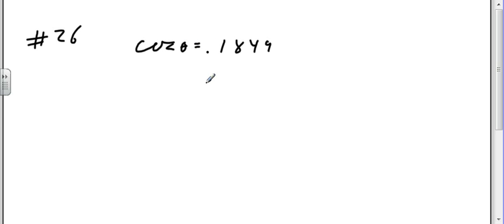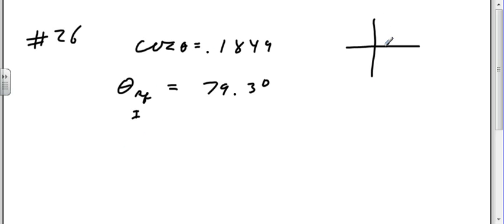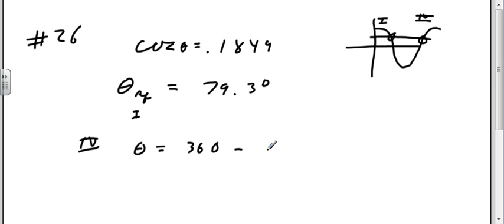Cosine theta is equal to, okay, so theta as a reference angle in the first quadrant is 79.3. But we know that the cosine function starts positive, goes negative, comes back up, and is positive in the first quadrant, which is the answer I already have, and in the fourth quadrant, which is the one I'm looking for. So in the fourth quadrant, the angle is equal to 360 minus the reference angle, 79.3. That gives 280.7. Is that what I have? 360 minus 79.3. Yes. That's what I have.